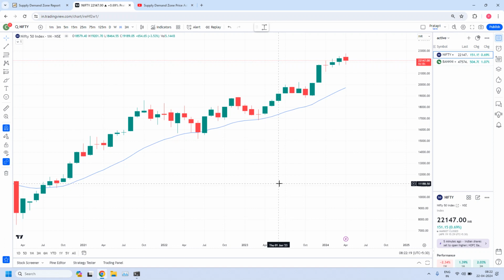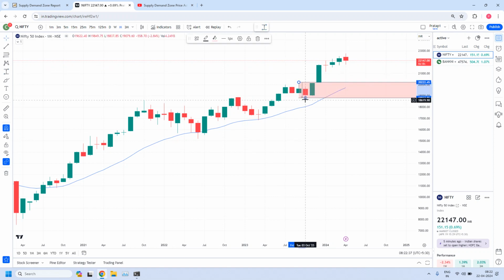So let us analyze from the monthly time frame. Earlier we have drawn a monthly zone here. We have a drop, two base candles. Actually this leg candle is also part of the base. And then we have a leg out candle. So this is the way we have drawn the monthly demand zone even earlier.